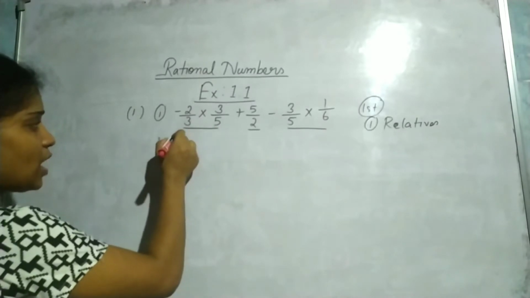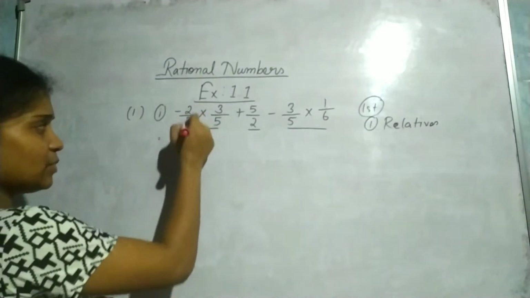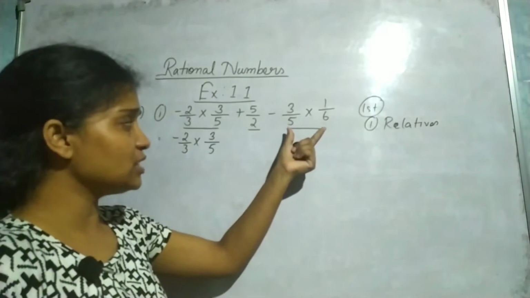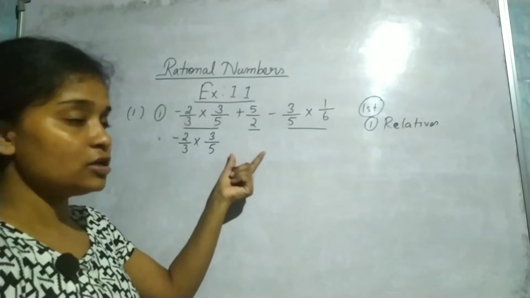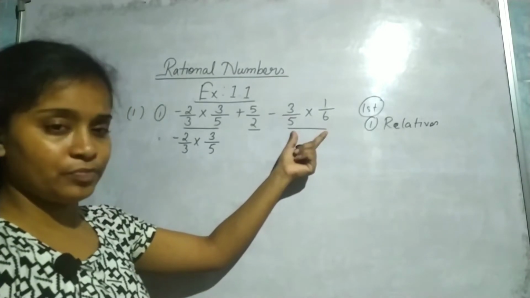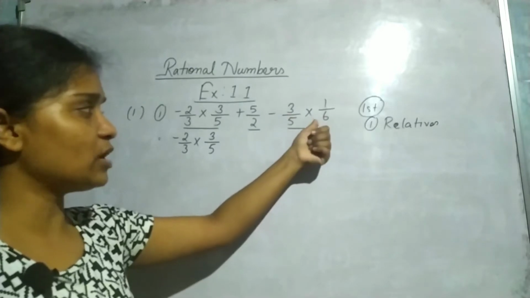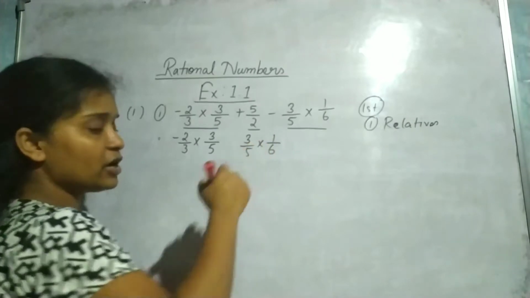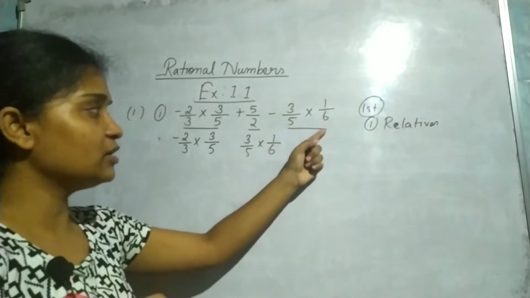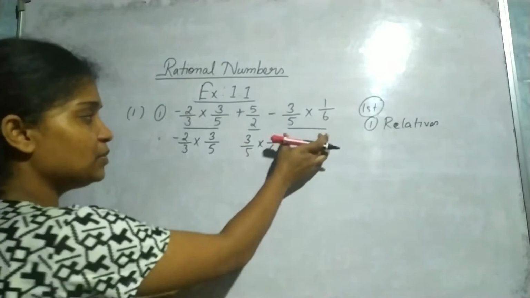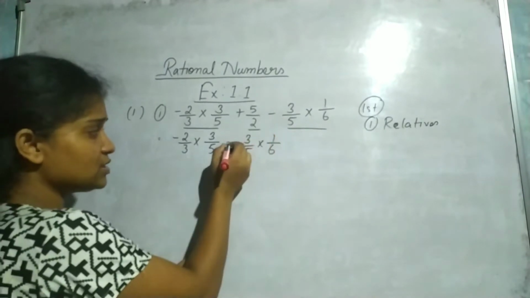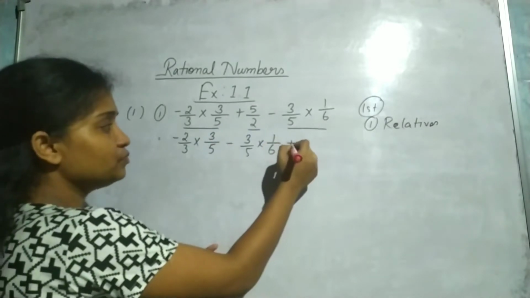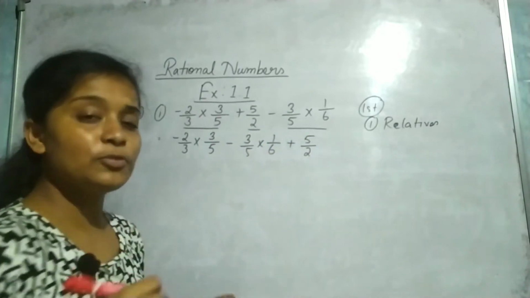Look, the first number stays the same way, right? Like minus 2 by 3, 3 by 5. After that what do you need to do? You have to bring this same number near. When you bring this number, because 3 by 5 and 1 by 6 are relatives, you have to bring 3 by 5 and 1 by 6 together. Yes, because they are relatives, you can't bring just this number alone. And before them there is a sign, that is what? Minus sign. So you have to give the minus sign. After that what number is left here? Plus 5 by 2. You have to write like this.